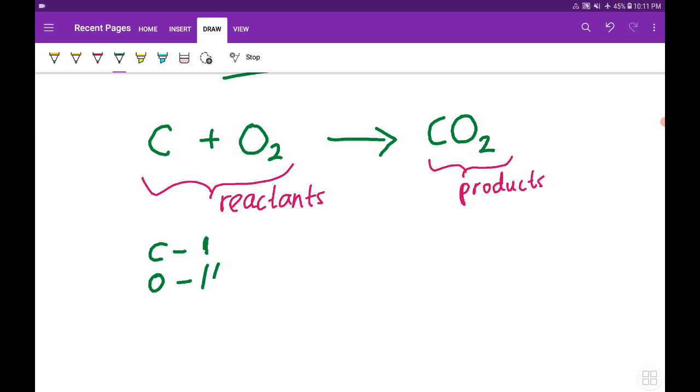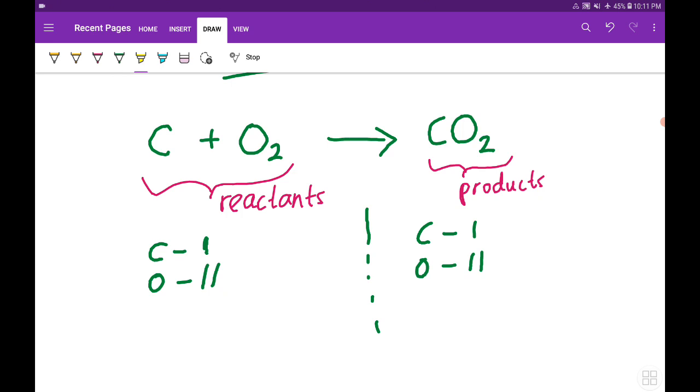Oxygen, there are 2 atoms. On the opposite side, for carbon there is 1. Oxygen, there are 2. That means the same number of carbon atoms are in the products also, and the same number of oxygen atoms are on the other side.